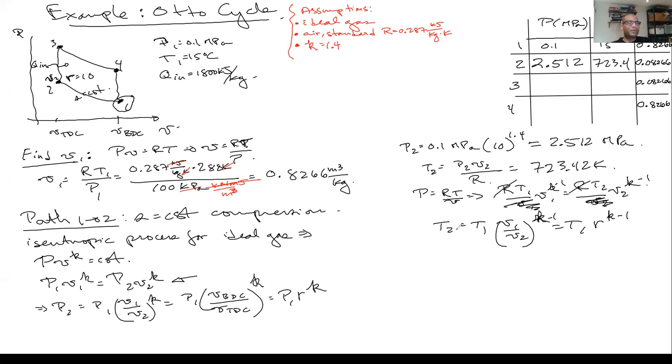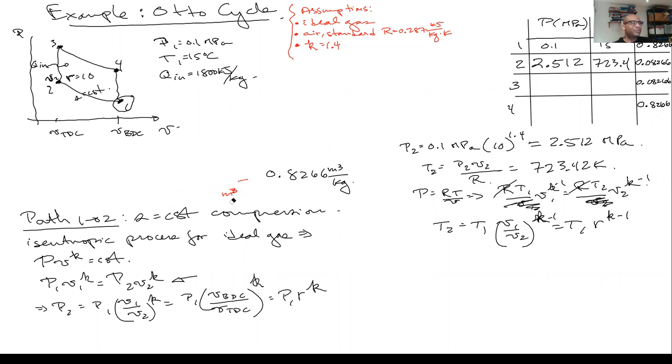723.4, roughly. Okay. Now I want the pressure at 3 and the temperature at 3. Okay, now this is a little bit harder. Well, no, it's not a little bit harder. It's just a different path, really. Okay, so I'm going to erase a little bit of stuff here so I have some room to work with. I'm going to keep my numbers there.